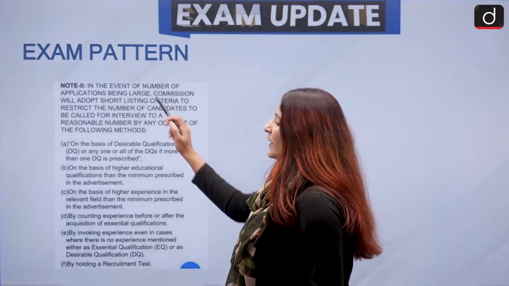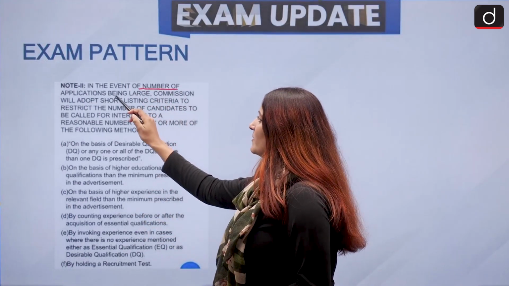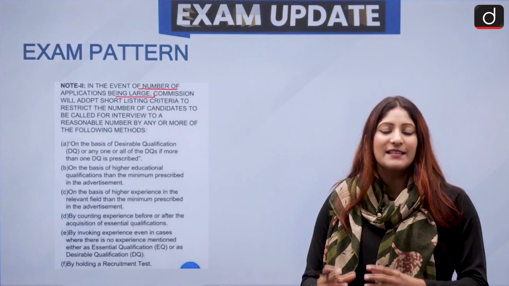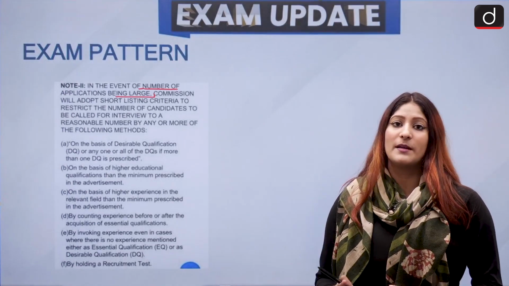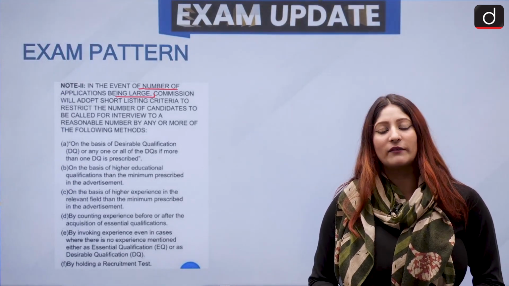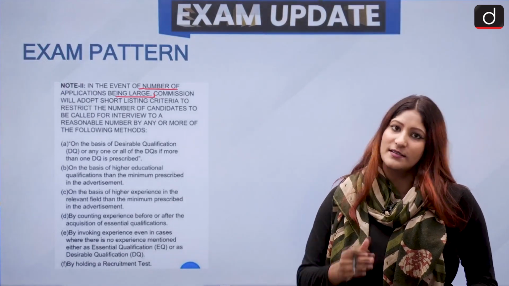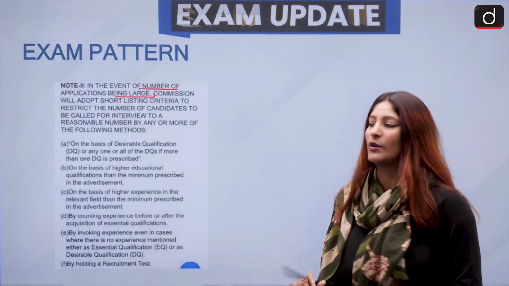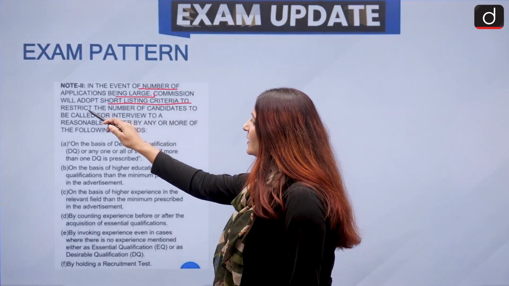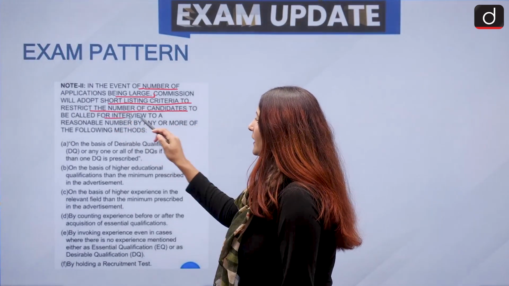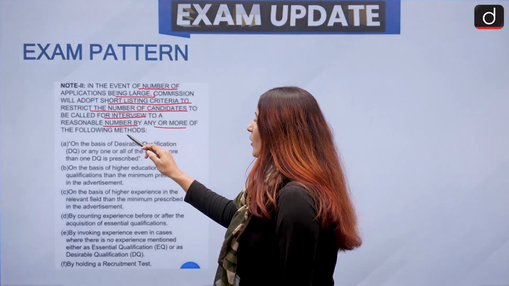Okay. Now look at this. This is from the notification. In the event of number of applications being large, that means if less number of applications have been received, then it's fine. But if there is a large number of applications, given the population of the country and unemployment, of course, the rigor for government services, you just put your mind how it's going to happen. Commission will adopt shortlisting criteria to restrict the number of candidates to be called for interview to a reasonable number by any or more than the following methods.